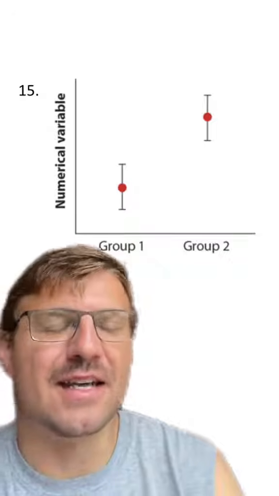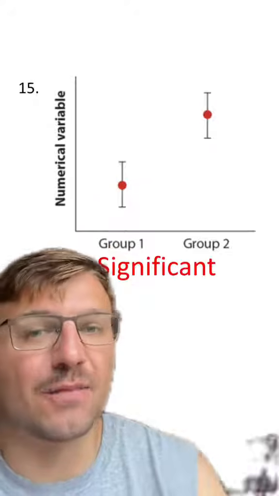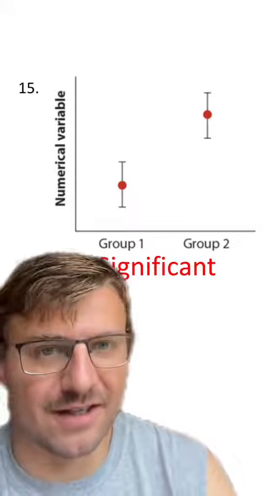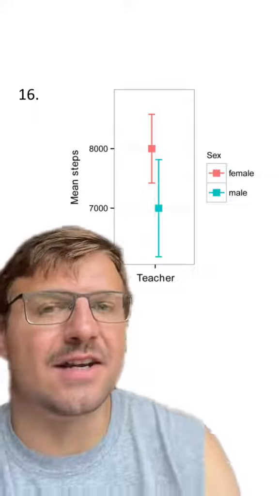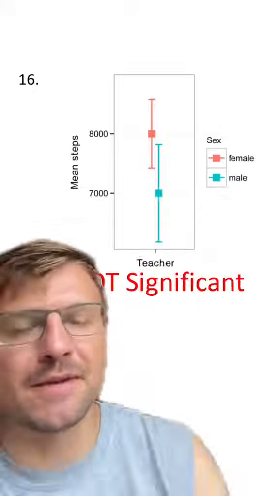Question 15. Is it significant or not significant between these two data sets? Since the error bars don't overlap, they are significant. Question 16. Is there significance between these two data sets? Nope, they overlap right here, so that means it's not significant.